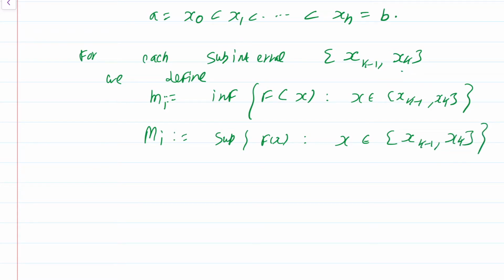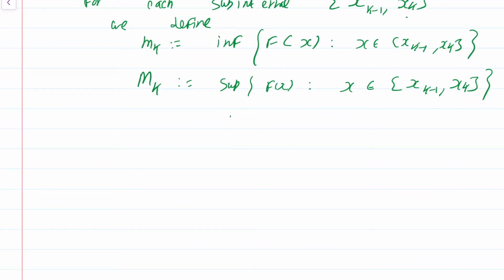These should actually be small m_k and capital M_k, because k is the variable that I have used as the running index. So on each subinterval you look at the supremum and the infimum of the values of the function f and call them small m_k and capital M_k. Now we can define the Darboux upper sum.